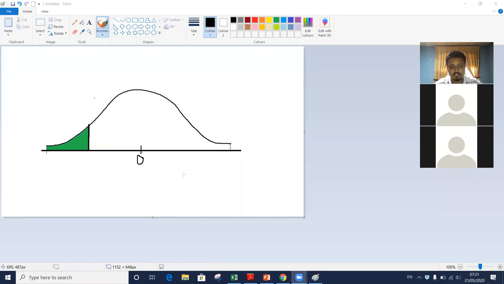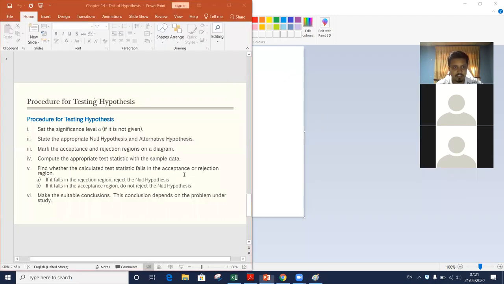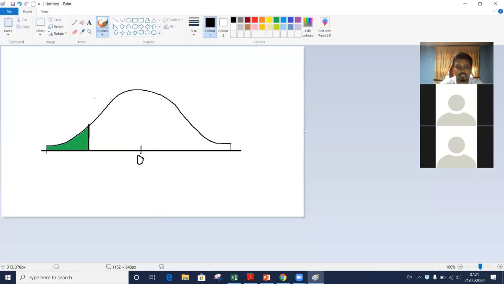Now, right? We are in the key unit step again, the third step. We need to mark the acceptance and rejection regions on the diagram. Right. Now we have two regions, right?